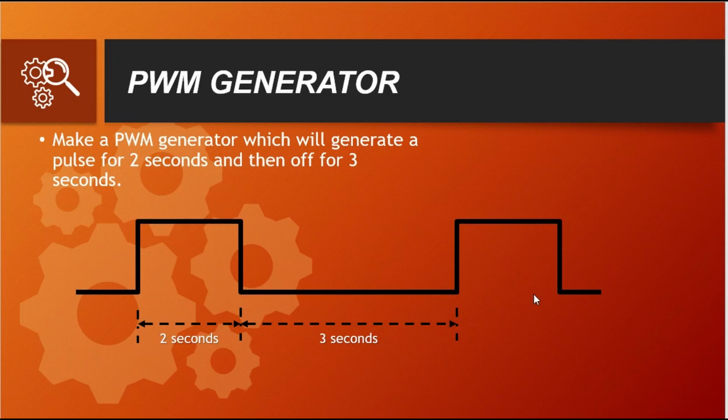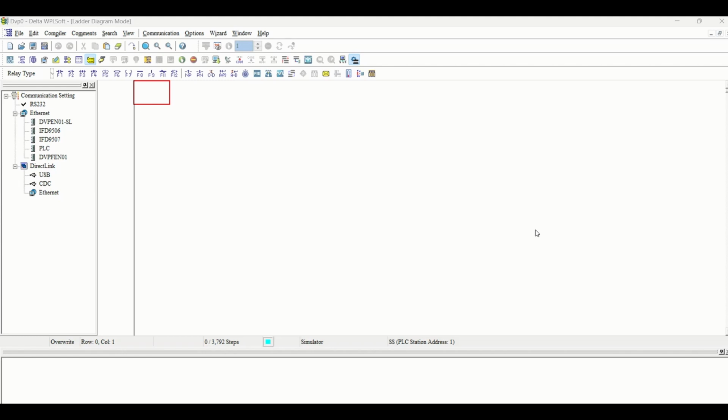Also, this project is very useful when you are using timers. It will improve your concept of timers, and of how we can use interlocks with timers. So let's see in the program how we'll make this pulse width modulation generator. Let's start making the program.